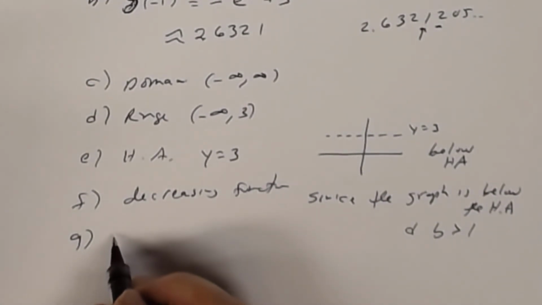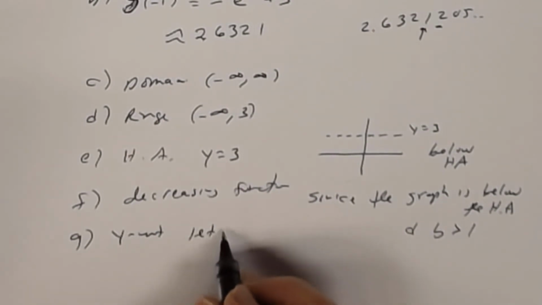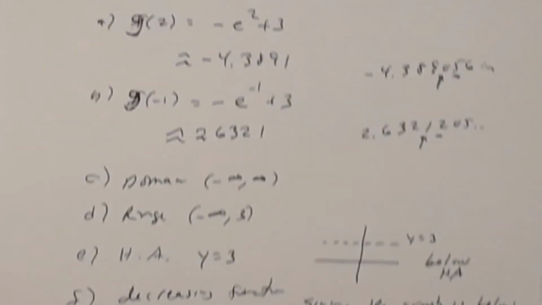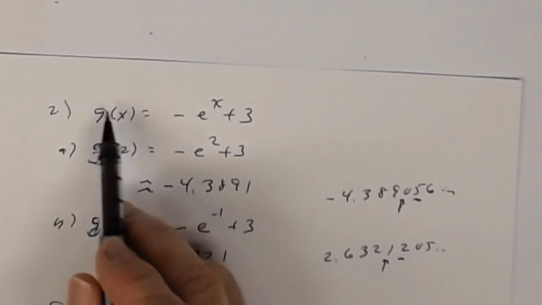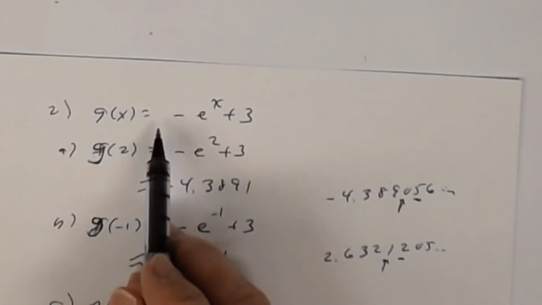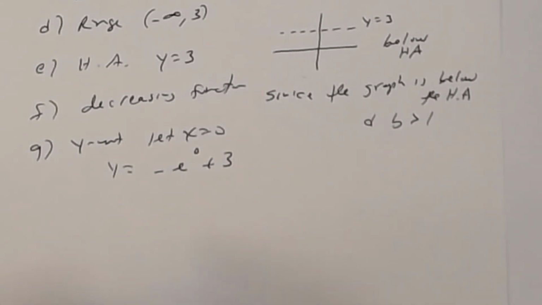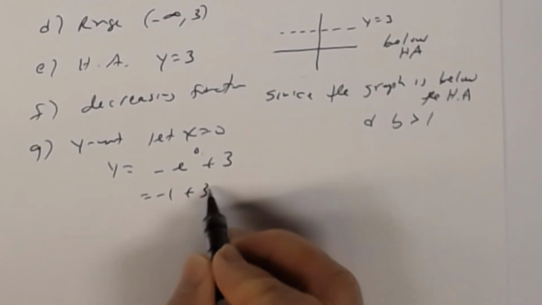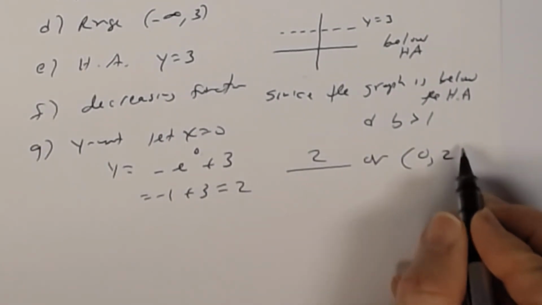All right, now they want you to find the y-intercept. To find the y-intercept, you're going to let x be 0. So we're going to say y equals, and remember, whatever this is, g of x or f of x, I've got to fix it, but this is y. You're going to say y equals negative e to the 0 plus 3, right? e to the 0 is 1, so that becomes negative 1 plus 3, which is 2. So the y-intercept is 2, or you can say (0, 2).